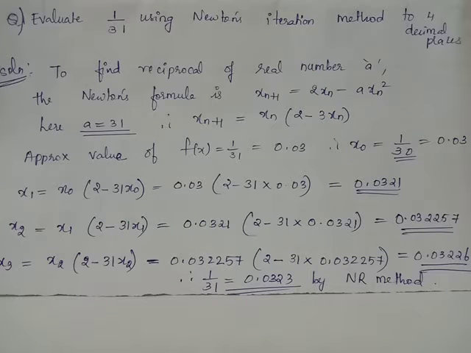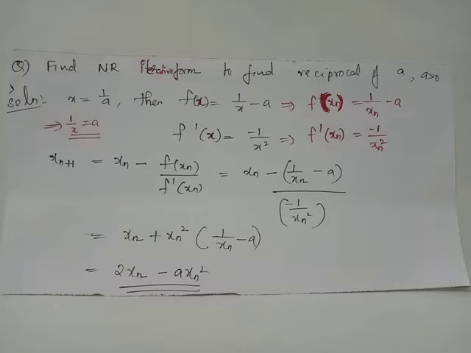Evaluate 1 by 31 using Newton's iteration method up to 4 decimal places. For any real number a such that a is strictly greater than 0, we have deduced the Newton-Raphson formula to find out the reciprocal of a, which is given by xn plus 1 equals 2 times xn minus a times xn square.